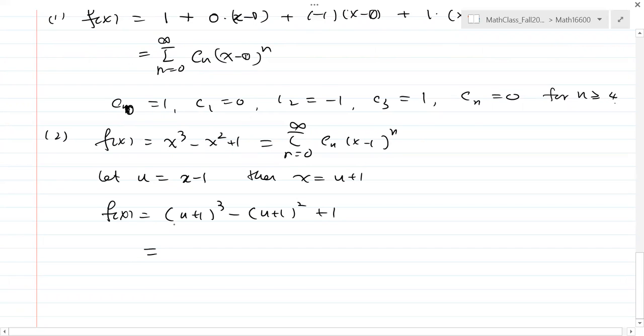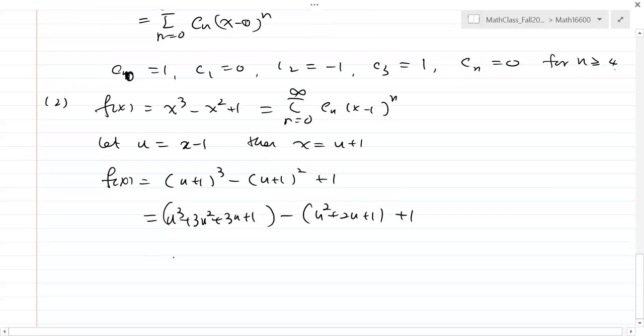Now there's a simple way to do it. You can multiply this out one by one. You get u cubed plus 3u squared plus 3u plus 1, minus (u squared plus 2u plus 1), plus 1. All right, so you get u cubed. 3u squared minus u squared gives 2u squared. 3u minus 2u is u. 1 minus 1 plus 1 is 1.